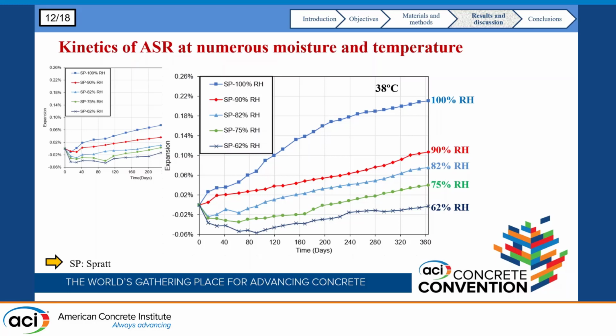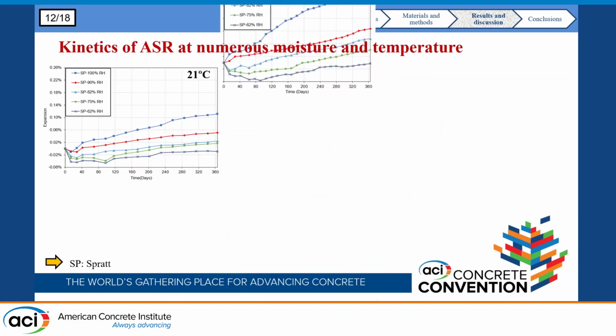Now, to compare the kinetics at 21 and 38 degrees Celsius, using similar moisture conditions after 365 days, the kinetics of the reaction even extended or improved further, and the ultimate expansion at 100% relative humidity is about 0.22%, which is like double what was experienced at 21 degrees Celsius.